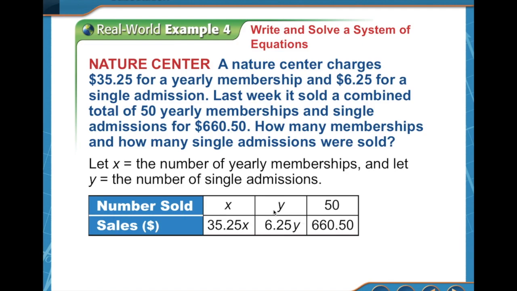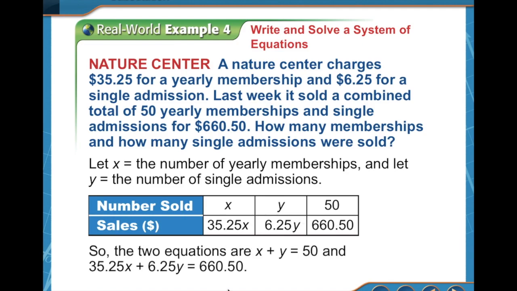So those can turn into equations, and this is the part you have to start writing. X plus Y equals 50 is our first. 35 and a quarter X plus 6 and a quarter Y equals $660.50. That is our second equation. So we need both of those two. So now we can work through and substitute and solve for each X and Y.